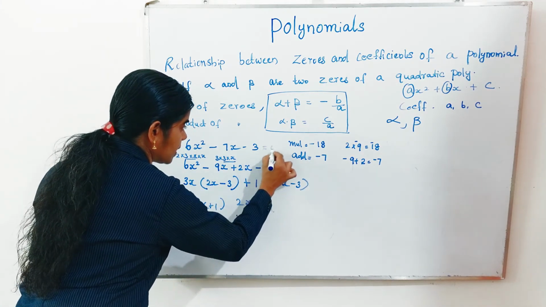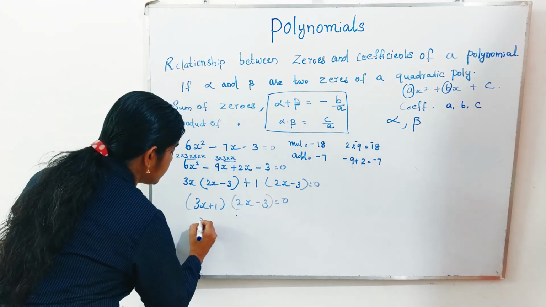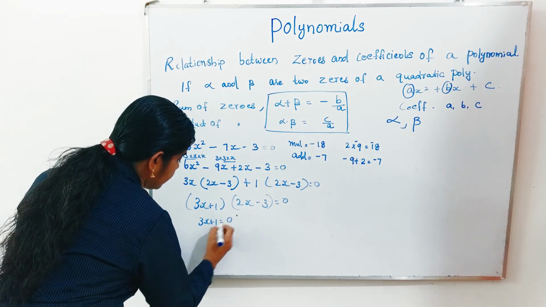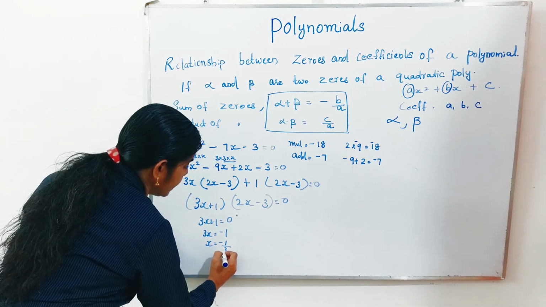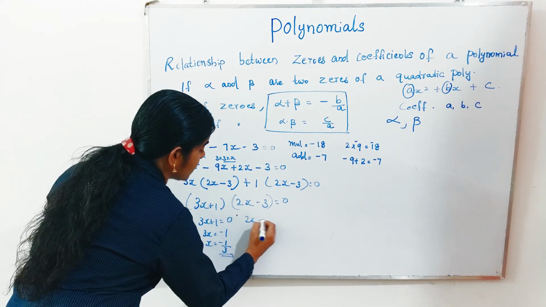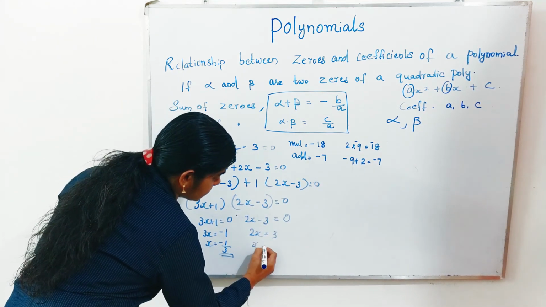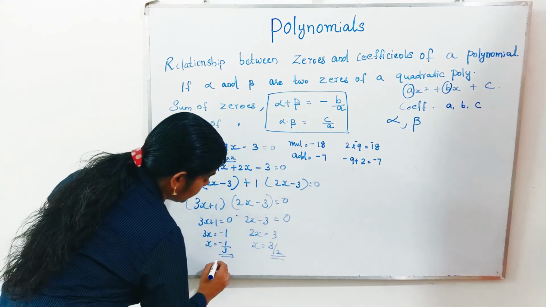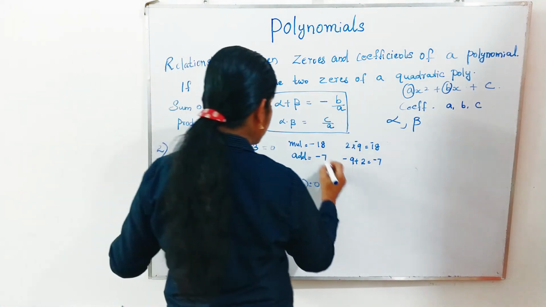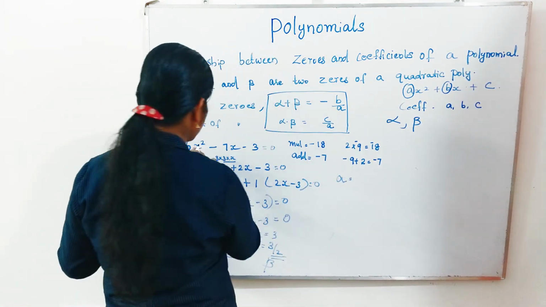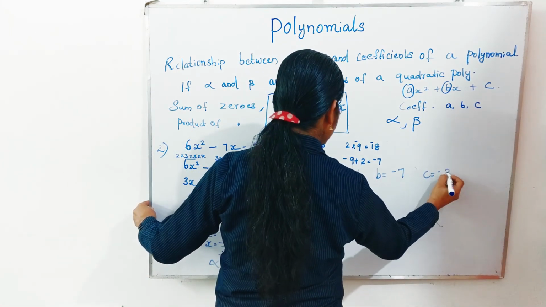All are equal to 0 you want to give. Then 3x plus 1 equal to 0, then 3x is equal to minus 1, x is equal to minus 1 by 3. Here 2x minus 3 equal to 0, so 2x is equal to 3, x is equal to 3 by 2. Now you got alpha and beta. Next, what is the value of a? Here a equal to 6, b equal to minus 7, c equal to minus 3.